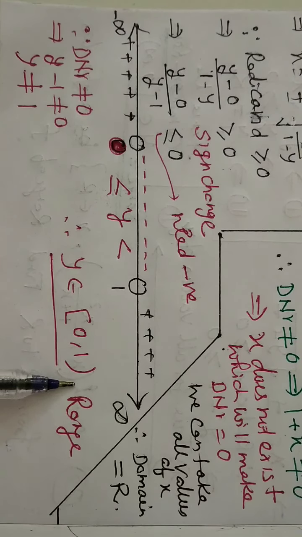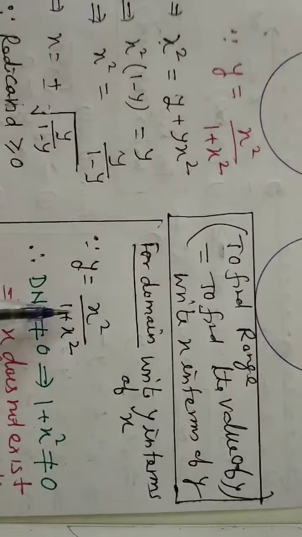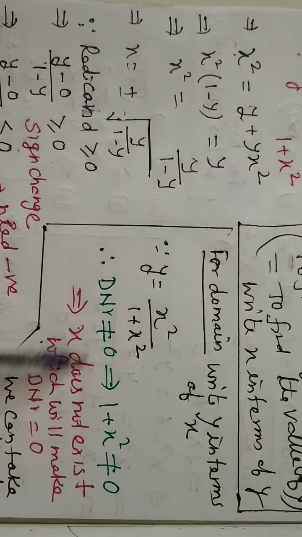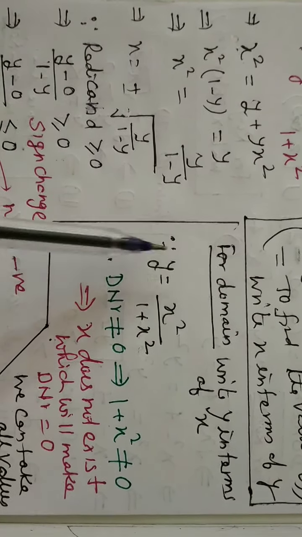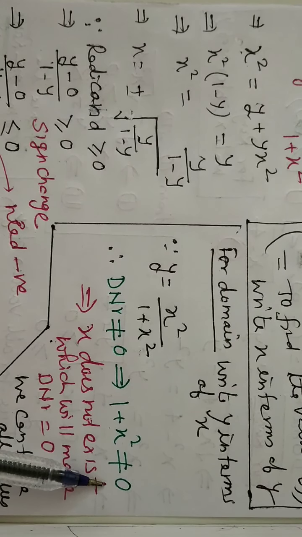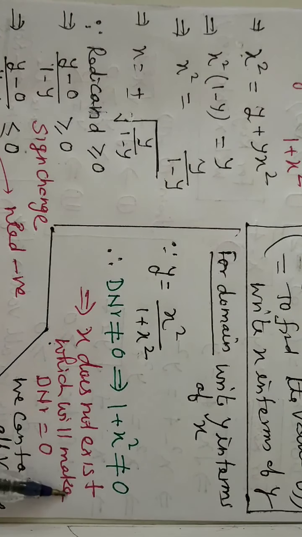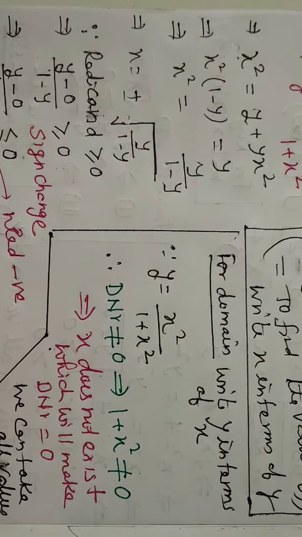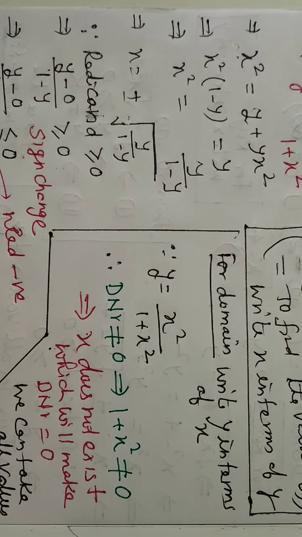Range is over. If you are interested, you can find the domain here. How to find the domain is also explained here. Since y is equal to this, the denominator is not 0, and 1 plus x squared is not 0. There is no x that will make the denominator 0. So we can take any value of x for the domain. So the domain is any real number.